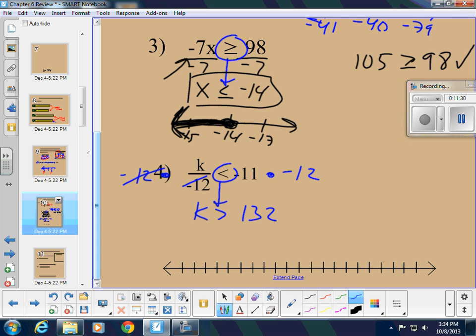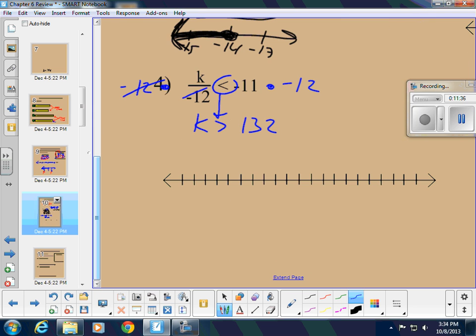If I plug in a number that's greater than 132 into this inequality, that should work in this problem. Again, what will the graph of that look like? 132. There's an open circle. I can have other numbers around it. It doesn't have to be just one away. It can be anything.